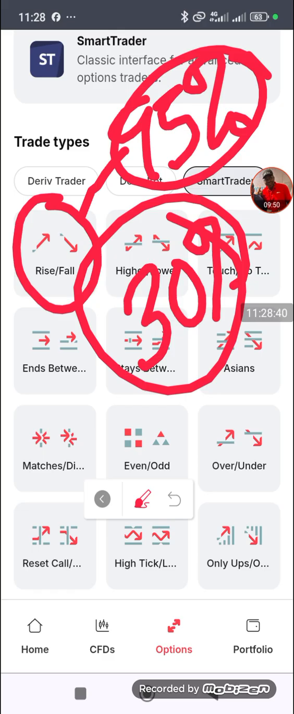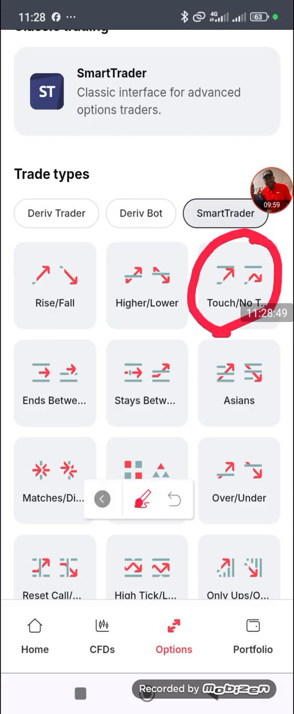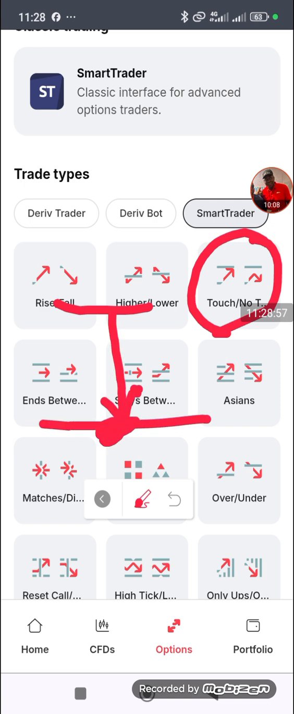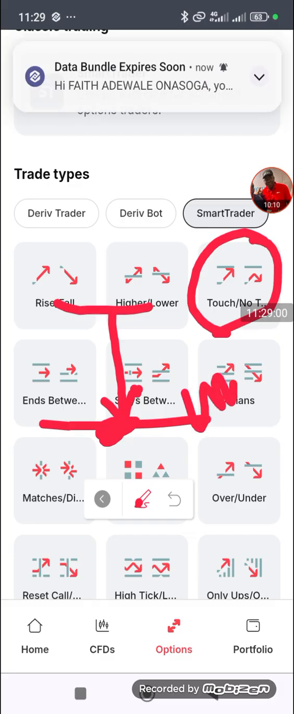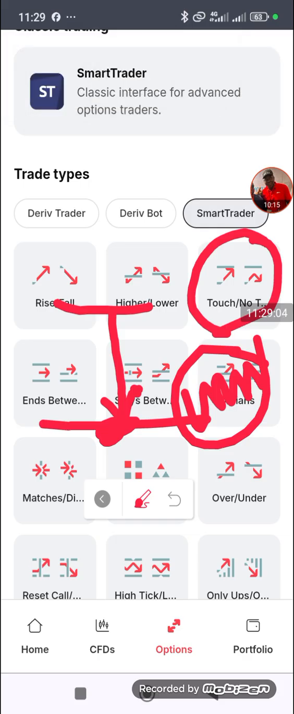Then I discovered that this touch is even better. Instead of me closing, the touch will close it for me. If I enter here and I say it's going to go down, and it goes down and eventually touches where I said it will touch, I win. And then it closes immediately. I don't have to close anything. Once it touches my barrier that I said it is going to get to, I automatically win the trade.